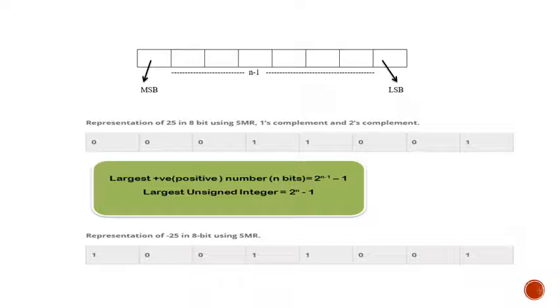have the same representation. I have shown an example over here for representation of 25 in 8-bit using signed magnitude representation. The same I have represented for minus 25 in signed magnitude representation. So the largest positive number in signed magnitude representation is 2 to the power n minus 1, minus 1, and the largest unsigned integer is 2 to the power n minus 1.